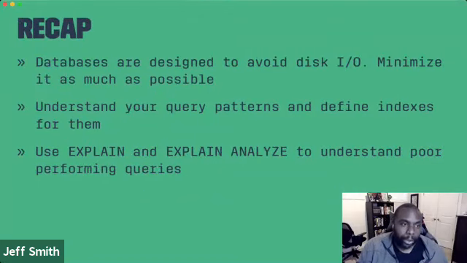Like I said, I know I went through a lot, so I'll give you a quick, brief recap. I will share these slides with Matt. Databases are designed to avoid disk IO, to minimize it as much as possible. Understand your query patterns and define indexes for them, especially for fields that you're heavily querying over and over again. Make sure that those have indexes to lessen the strain on your database engine. And then use explain and explain analyze to understand poor performing queries, to get an idea of where they're spending time and places that you might be able to optimize and make them better.